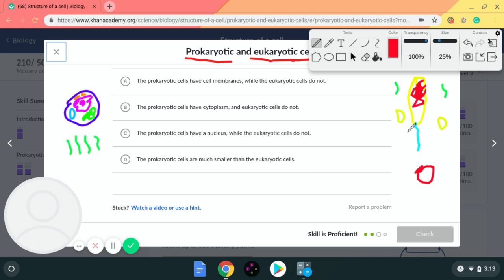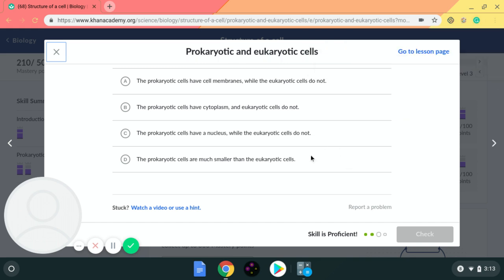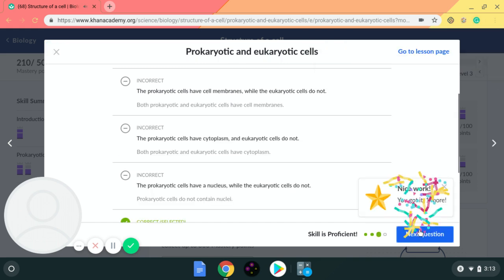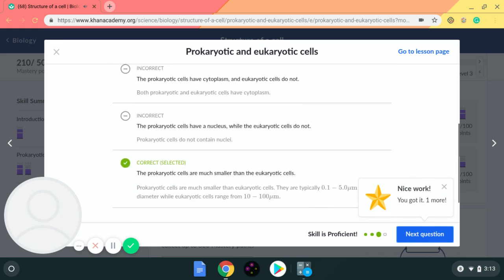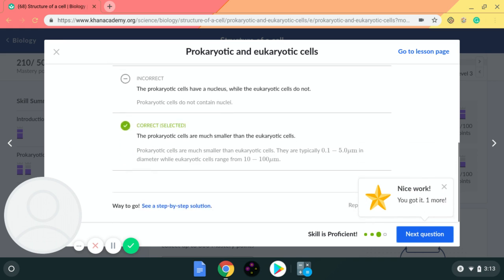But prokaryotic cells are not very good at maximizing their surface areas, or at least not as well as eukaryotic cells. So that was the point. Sorry, trailed off there. Yep, you can see it right here.